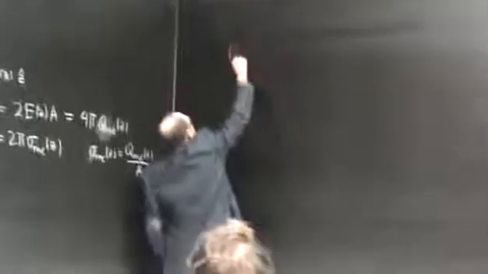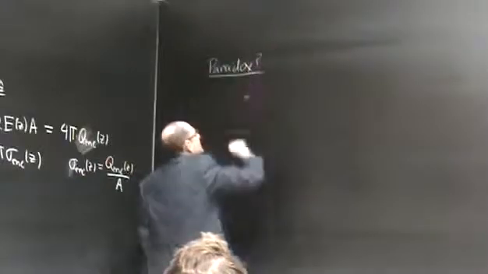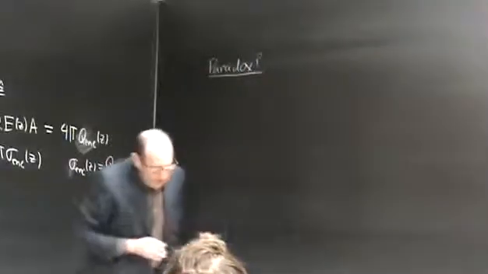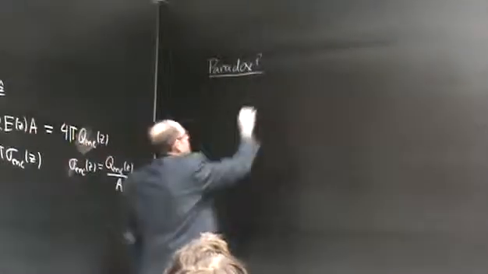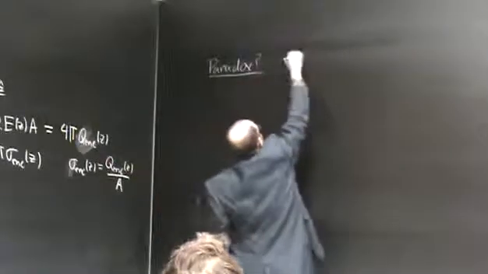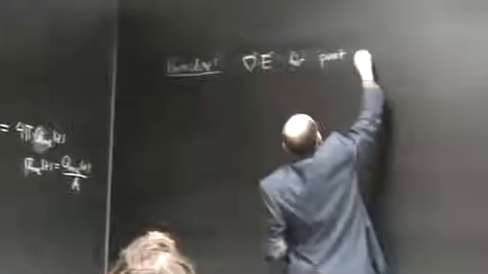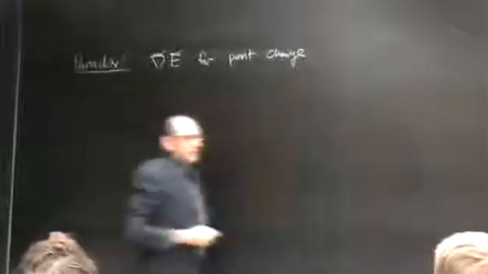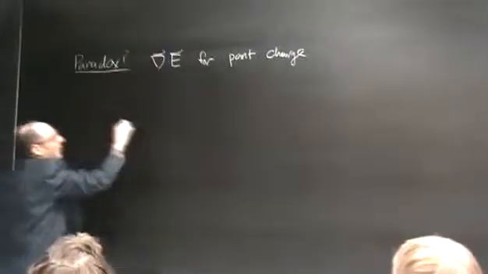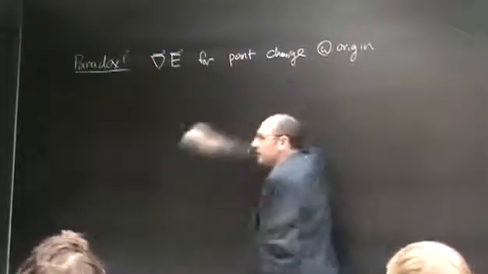I want to note one little thing. Some people brought this up in problem session class yesterday. Let's look at the divergence theorem again, and let's look at del dot E for a point charge. Let's say we have a point charge at the origin. It doesn't matter that it's at the origin, but let's just put it there. Makes life a little easier.